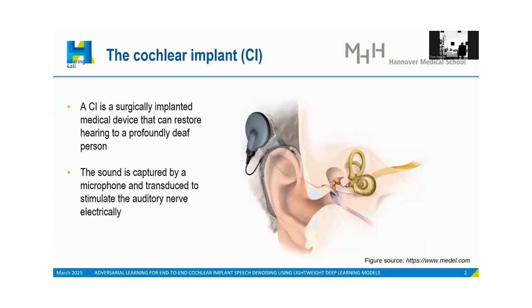A cochlear implant, or CI for short, is a surgically implanted medical device that can restore hearing to a profoundly deaf person. The sound is captured by a microphone located in the speech processor, which will use an algorithm called the sound coding strategy to transform the time domain signal into frequency domain electrical pulses that will be sent to the emitting coil fixated magnetically on the head of the subject, received by the receiving coil implanted in the skull of the subject, and sent to an electrode array implanted inside the cochlea, where the auditory nerve will be stimulated. In this talk, we will mainly focus on what happens here in the speech processor.